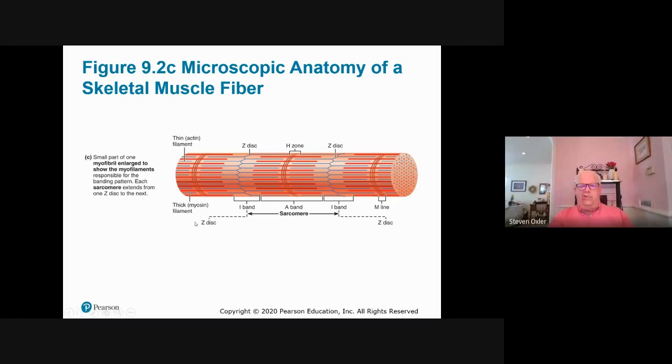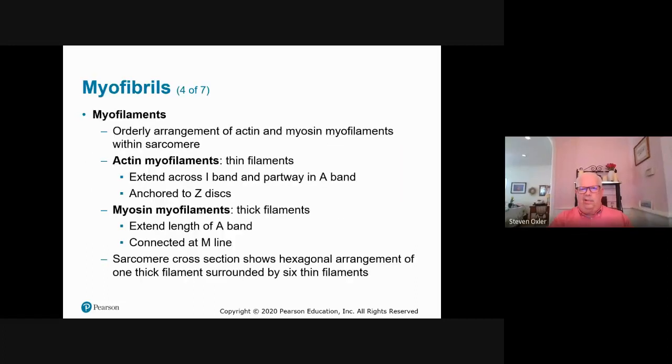They also show you here the filaments, and we're going to talk about filaments in a second. But I want you to know that the thin filament is actin, and the thick filament is myosin. Those are the filaments that make up the myofibril. They are the structural filaments that make up the myofibril, and they're known as myofilaments.